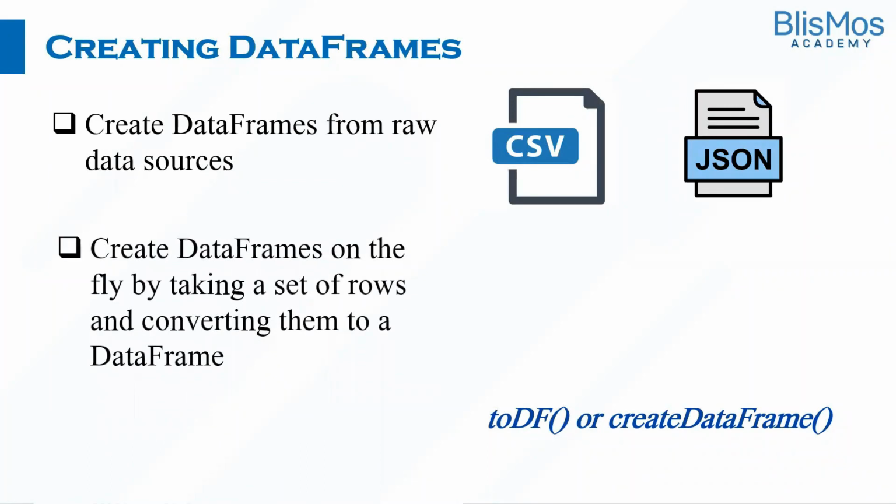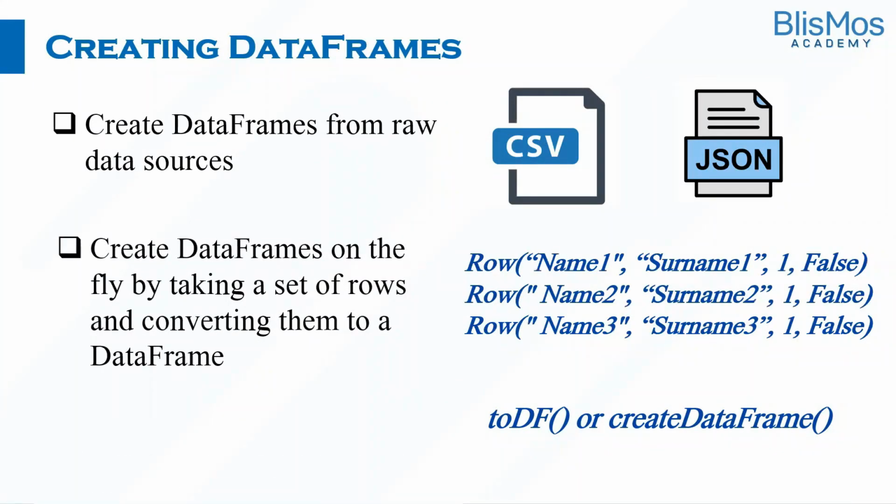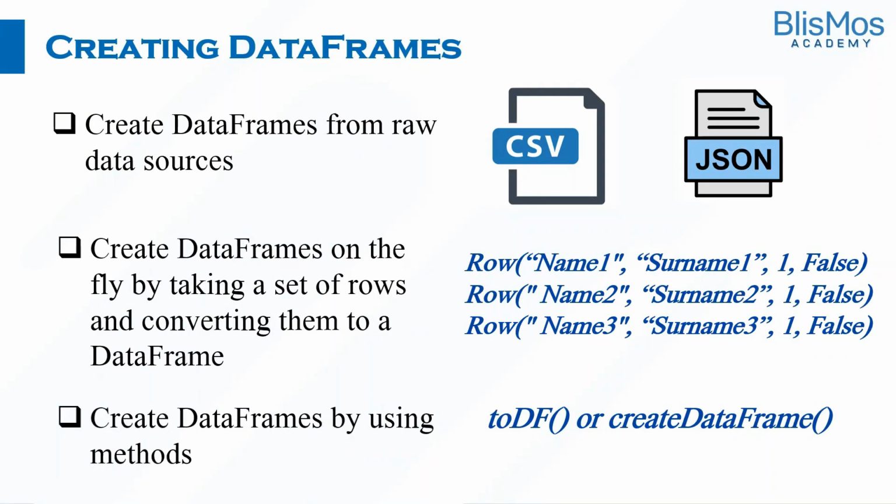First and foremost, we can create the data frame in three ways. You have already seen one or a couple of ways of creating the data frame, but let us try to understand them in detail in this lecture. The first way is to create the data frame from raw data sources. When you say raw data sources, what are they? It can be a CSV file, a JSON file, even RDBMS databases as well.